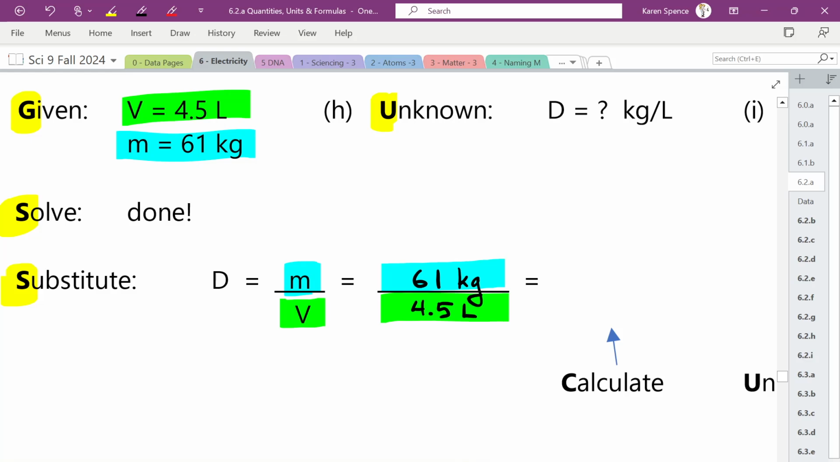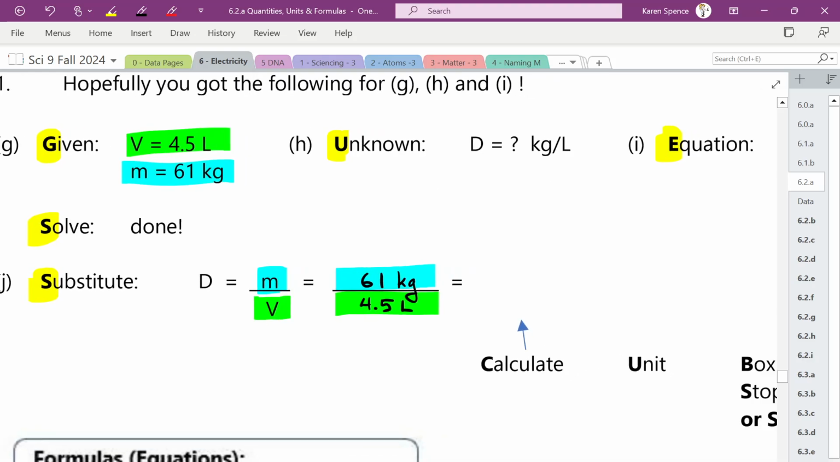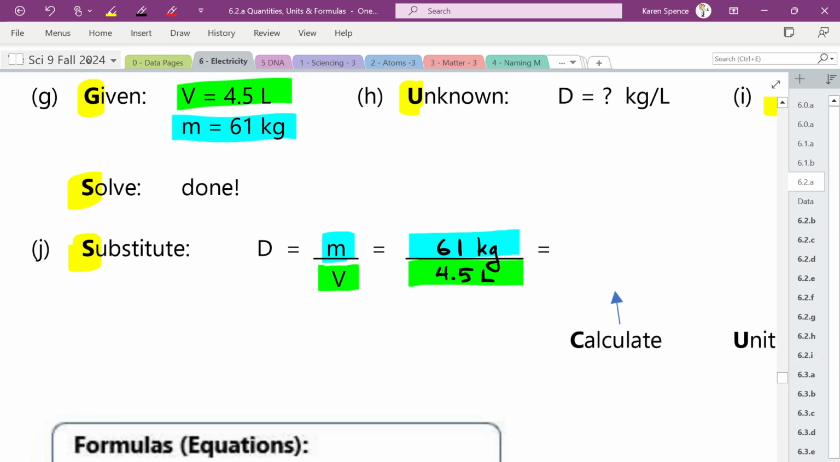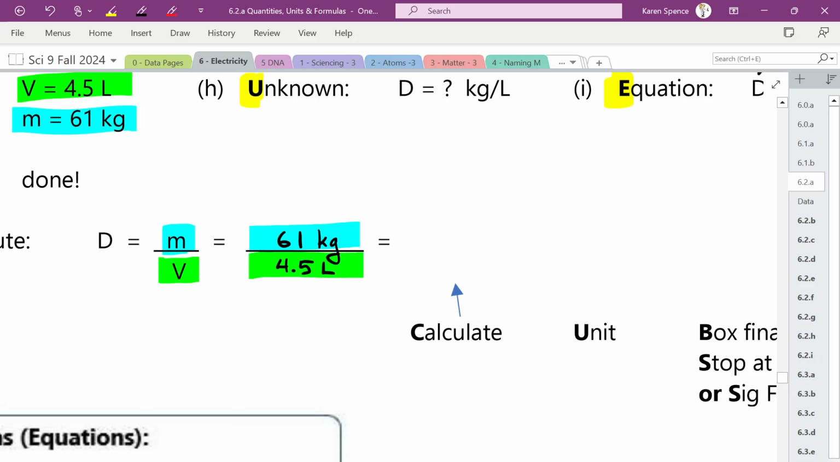Okay, so we have our given, we have our unknown, we have our equation, we've substituted in, and that takes care of guess, and then we have CUBS. C stands for calculate. How many people have a calculator? Get out your calculator. Punch in your numbers. 13.5 repeating?